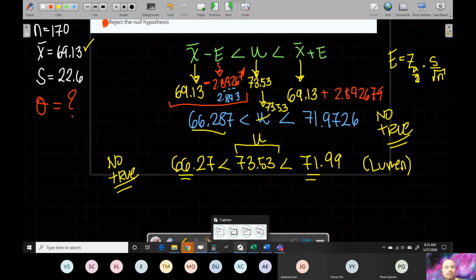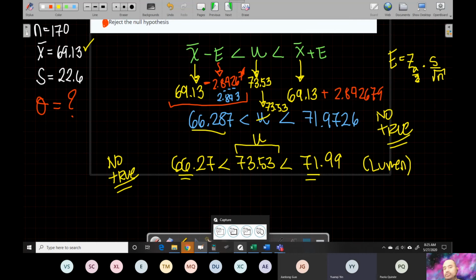So if you don't contain it, at the end of this exercise your interval has to be true in order for you to accept H0. If the interval is not true, then you reject H0. Okay, got it. This would have been the same answer if you had used any other method, the traditional method or the p-value method.